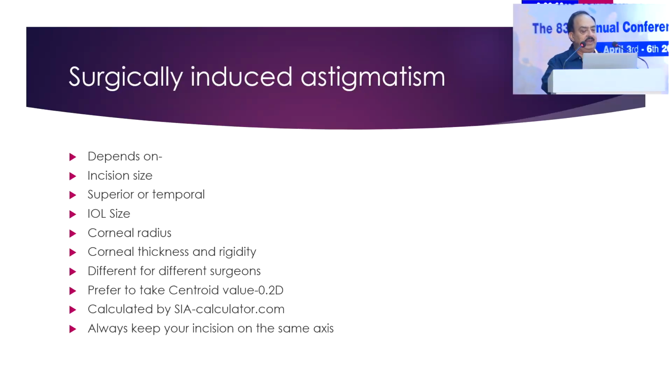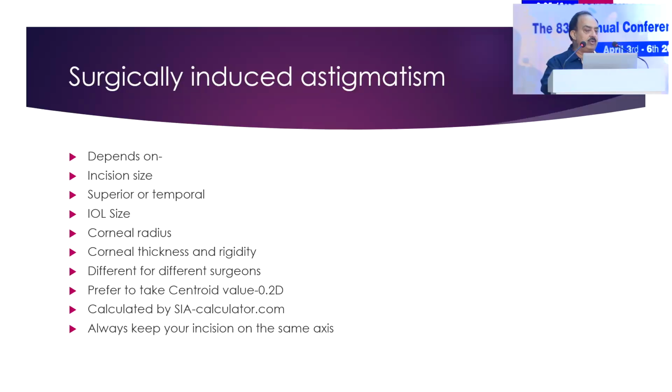Now coming to SIA, we all have to understand that SIA depends on surgeon to surgeon, incision size, incision location, superior or temporal, IOL size, corneal radius, corneal thickness and rigidity, and it is different for different surgeons. So prefer to take the centroid value, and it usually comes to 0.1 to 0.2 diopters. We used to take 0.5, but that is wrong. We used to get bad results with that.